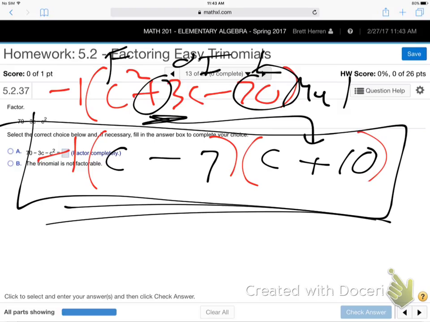MathXL will take that answer. But if you get it wrong three times, it'll show you an answer that will look very different to you, and you'll be tempted to think that you have to do it a whole different way. You don't. It will take it that way, but it's got to be exactly that way. You've got to have the -1, c minus 7, c plus 7. In fact, let's go back, since I keep forgetting. They have fixed it.